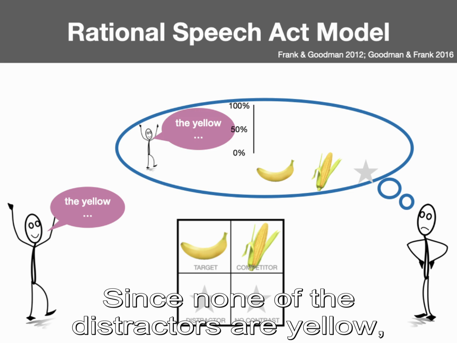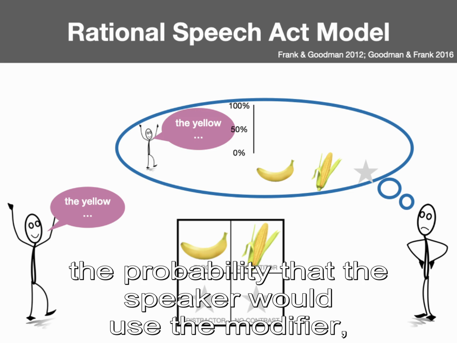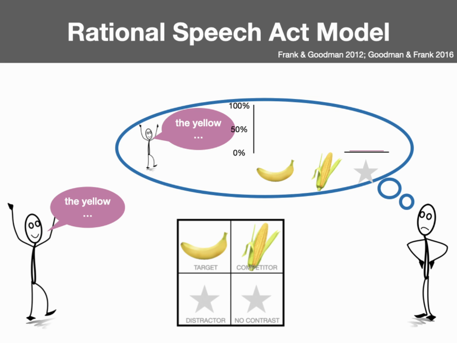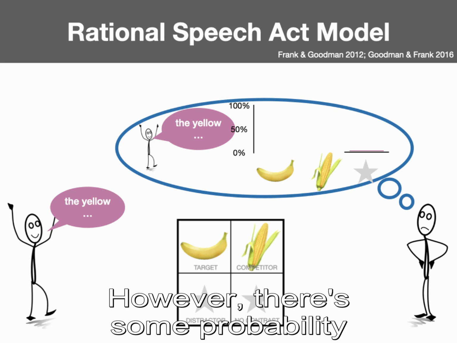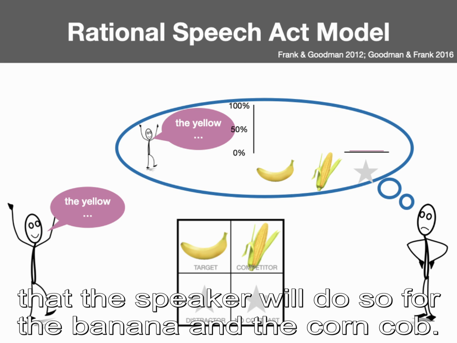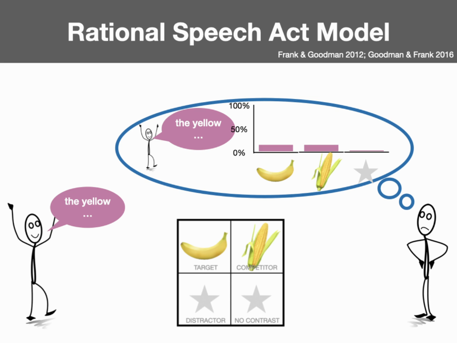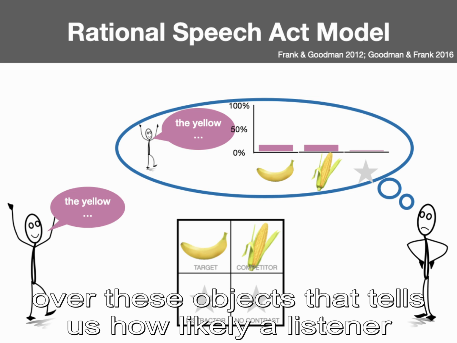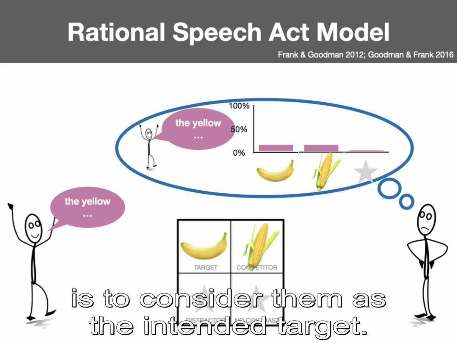Since none of the distractors are yellow, the probability that the speaker would use the modifier yellow to refer to them is very small, if not zero. However, there's some probability that the speaker will do so for the banana and the corn cob. Now we would like to get a probability distribution over these objects that tells us how likely a listener is to consider them as the intended target.